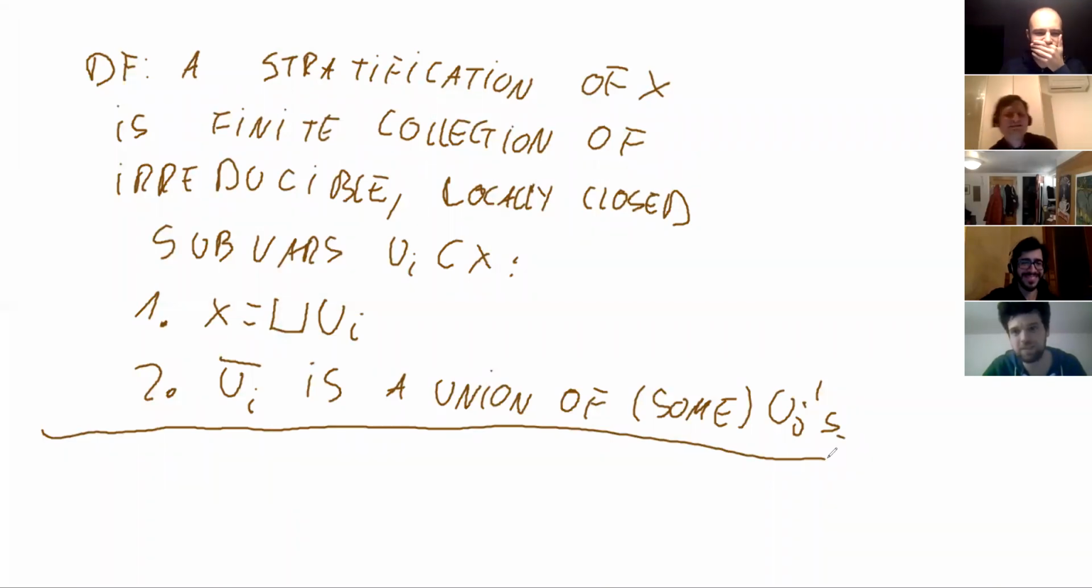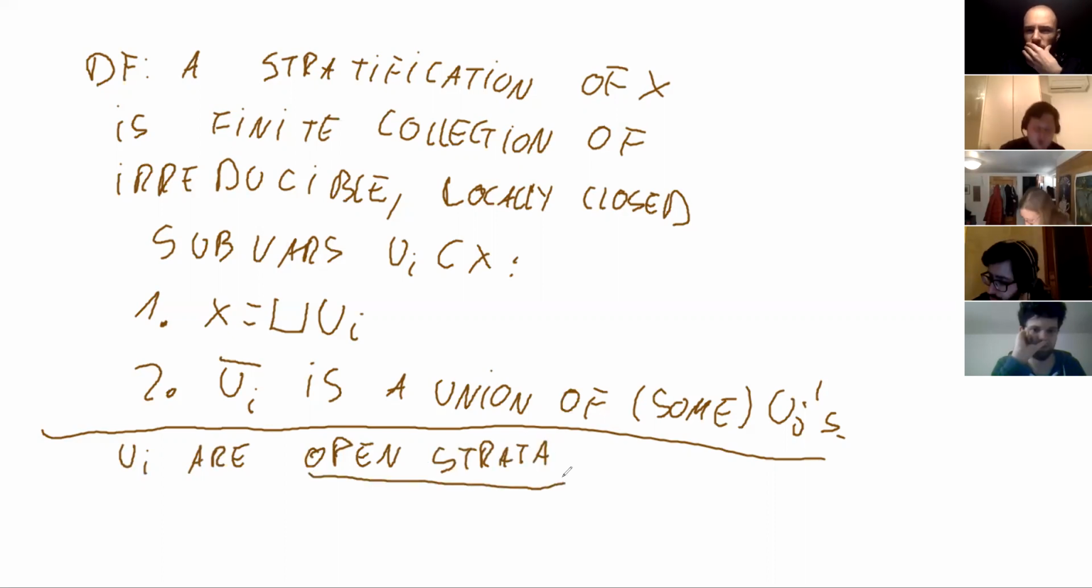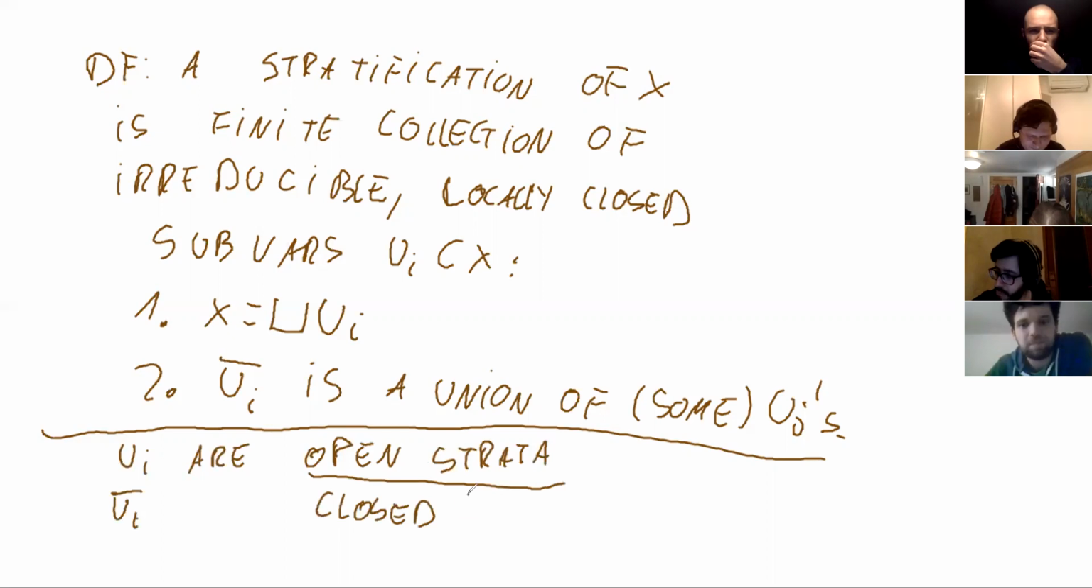Hello, hello. So we start with part 2. I just said that a stratification is basically a reasonable subdivision of X into subvarieties that could be, well, they are not closed, so I will not call them subvarieties. Actually, I call them strata. So the Ui are open strata, and their closures are called closed strata.